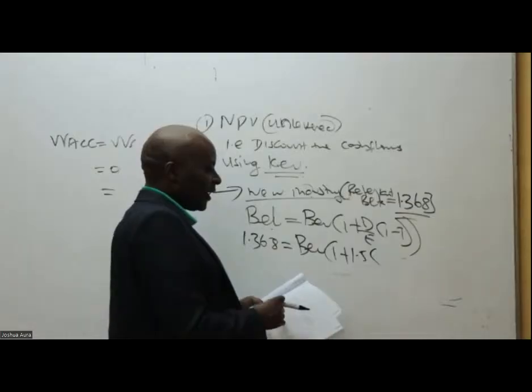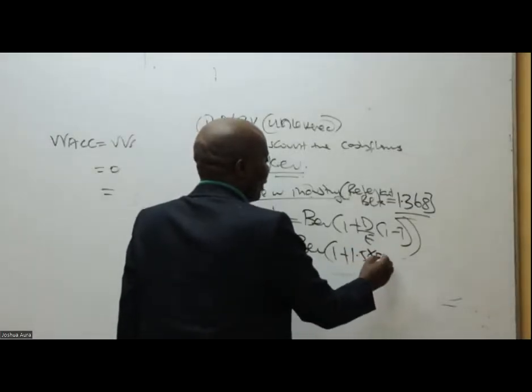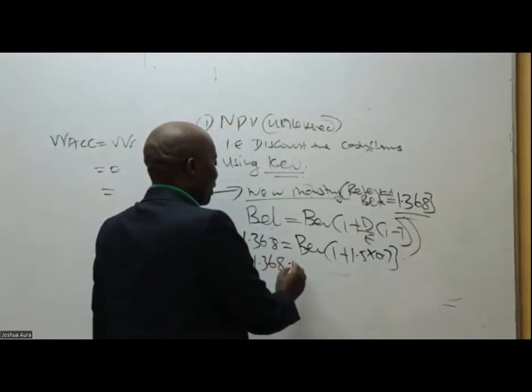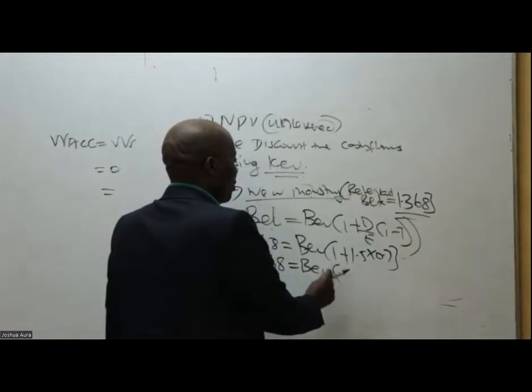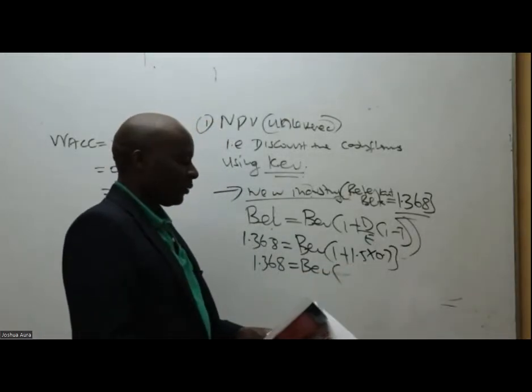The corporation tax rate is 30%. So if it's 30%, then this should be 0.7, like that. So then 1.368 equals beta times this and this. It gives me what figure?